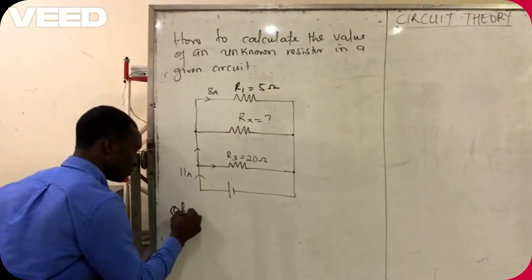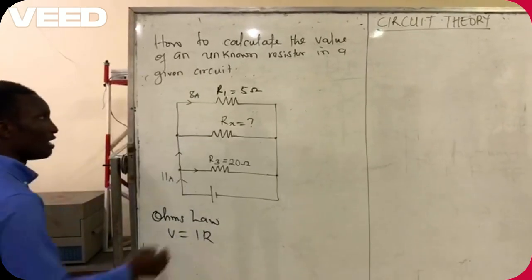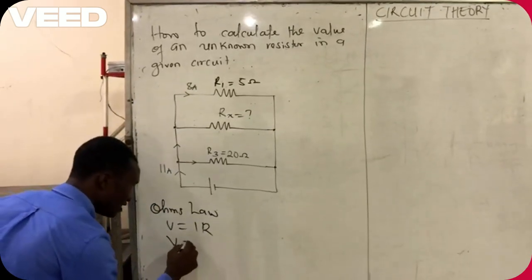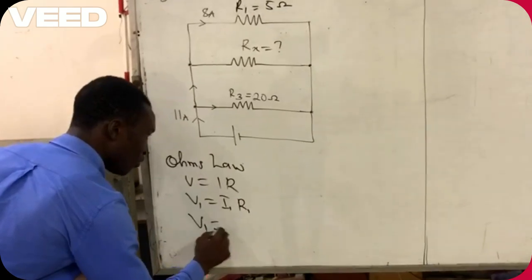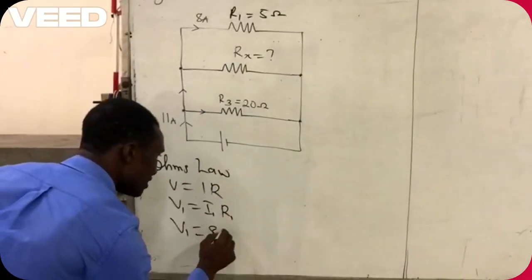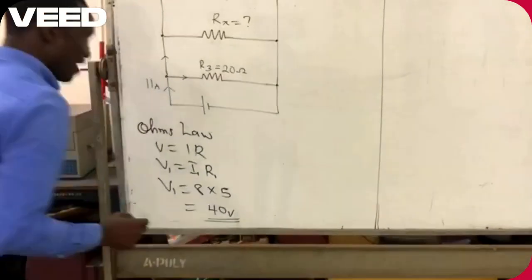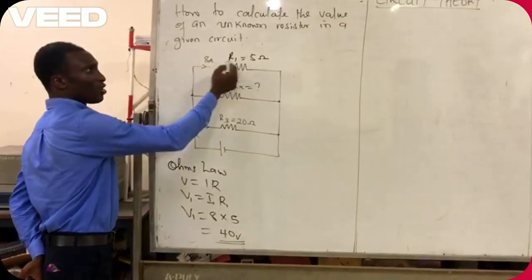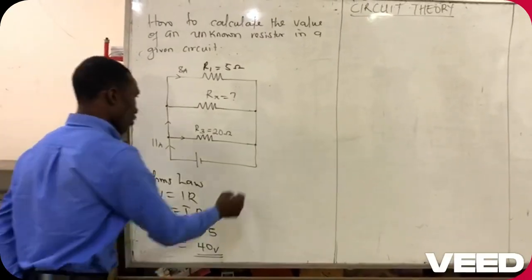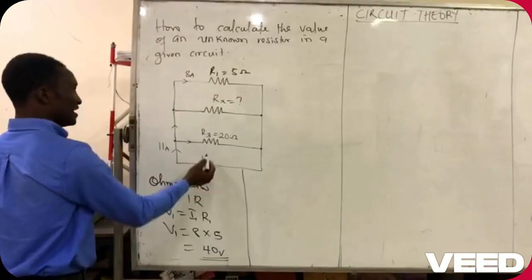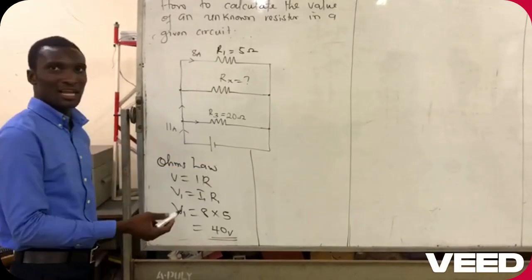From Ohm's law, V is equal to what? IR. So the voltage across R1, say V1, is equal to I1 times R1. So V1 is equal to the current, which is 8 amps, so 8 times 5. This will give us 40 volts. So the voltage across this is 40 volts.